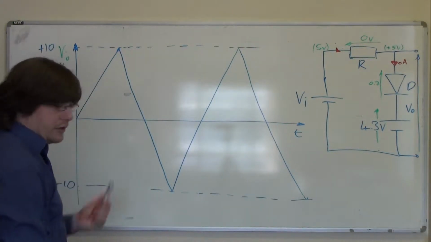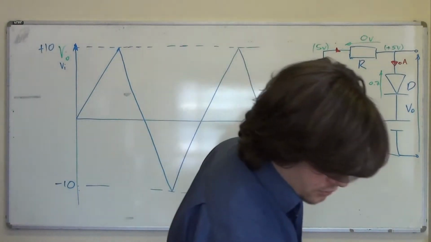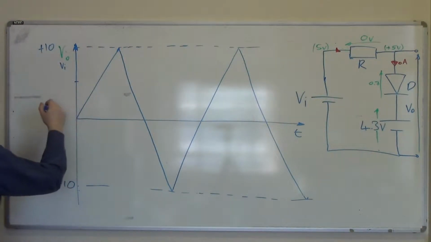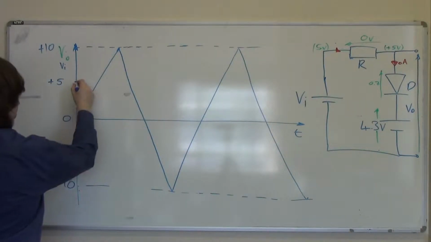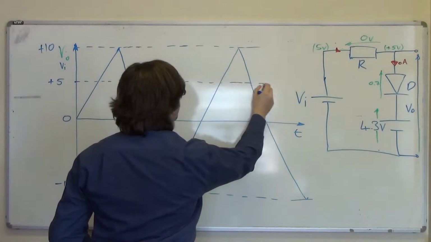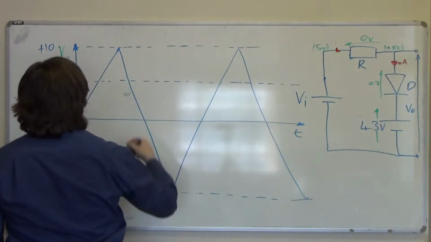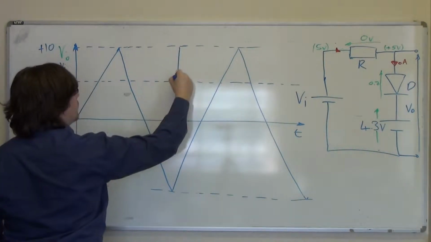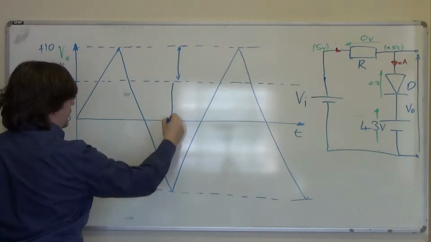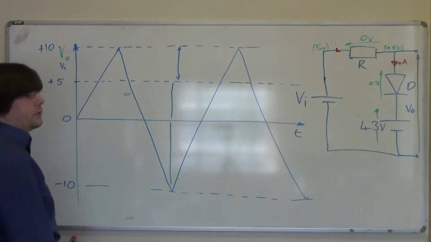Okay, well, we know where VI is 5 volts on the graph. It's here, halfway between 0 and 10. So something is going to happen here. This is the line on the point of conduction. And in this space here, we have diode conducting, and in this space here, we have diode not conducting.